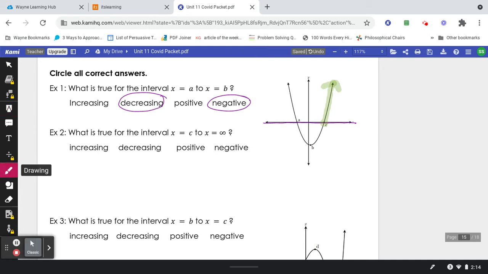All right, so is it increasing or decreasing? Is it going uphill or downhill? Looks like it's going uphill. Remember, we read it from the left to the right, increasing. And is it positive or negative? Is it above or below the axis? It is above the axis.